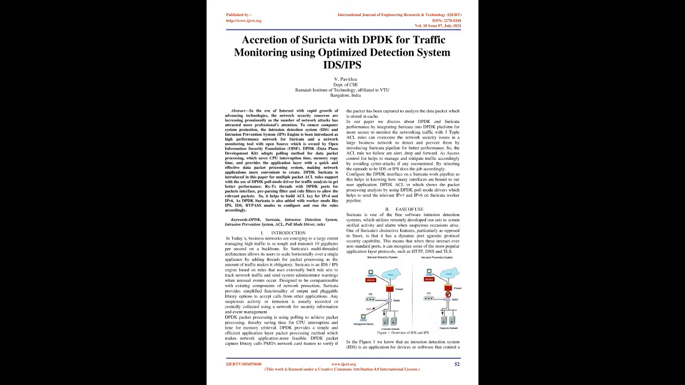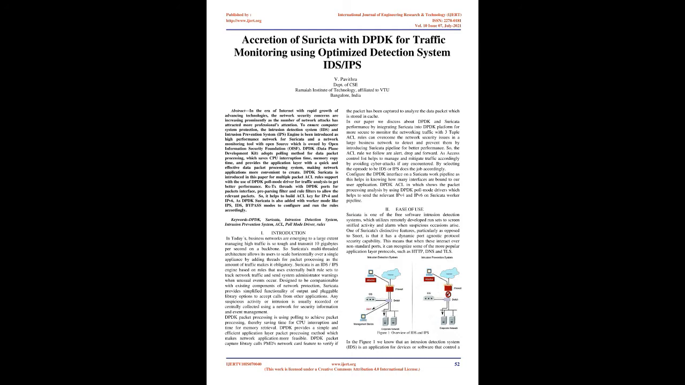DPDK packet processing uses polling to achieve packet processing, thereby saving time for CPU interruption and time for memory retrieval. DPDK provides a simple and efficient application layer packet processing method which makes network applications more feasible. The DPDK Packet Capture Library calls the PMD's network card feature to verify if the packet has been captured, to analyze the data packet which is stored in cache.